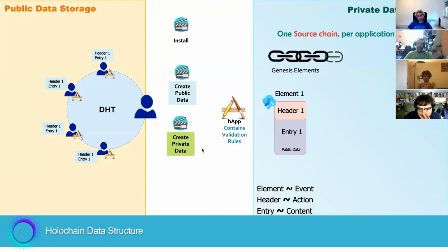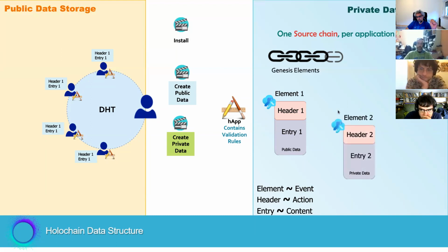Just imagine you would like to go to another action: create private data. For example, imagine you would like to have an application for a private notebook or something private. It means the data is not supposed to be public to others. It is your matter, not others'. What happened? You again are supposed to create an element, because it is an event. What is the action? Create. What is the entry? The content, private data. So again, it's going to be one element.